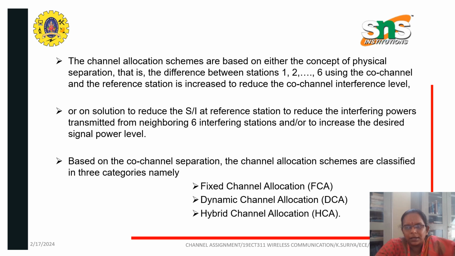So channel allocation schemes are basically of two types. First one is based on the distance between the co-channel cell and the reference station. If the distance is increased, the interference level will definitely be reduced. Then the other type is to reduce the signal to interference ratio at the reference station. In order to do so, it will reduce the interfering power transmitted from the neighboring 6 stations, and it will also definitely increase the signal power level.